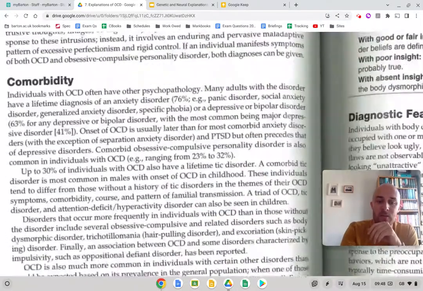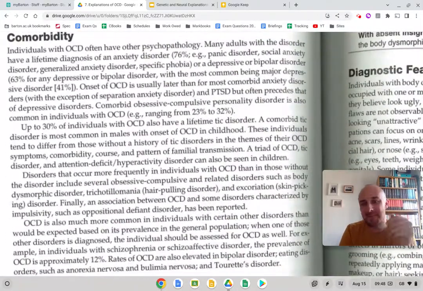The last thing I wanted to look at was comorbidity. That's a big paragraph. Look at how many other things can come up alongside OCD. It's like anxiety in that regard. There's a lot of things that can come up alongside it. So let's have a look. So many adults with the disorder have a lifetime diagnosis of an anxiety disorder. So that's around for life. So 76%, that's a hell of a lot of people get panic disorder, social anxiety, GAD.